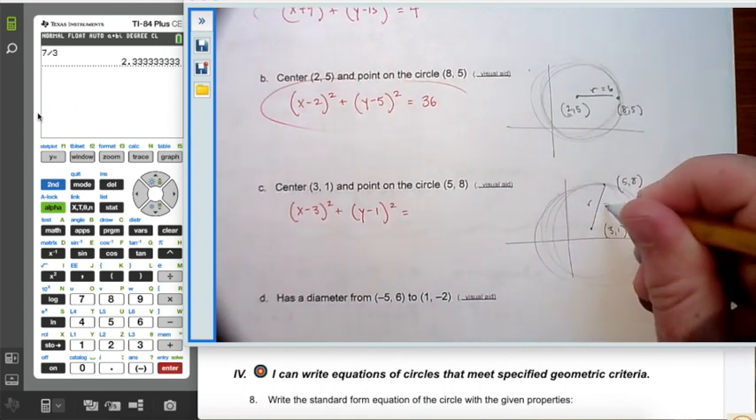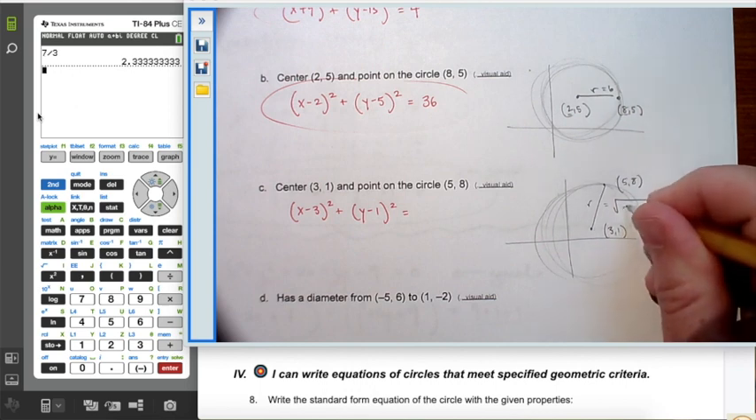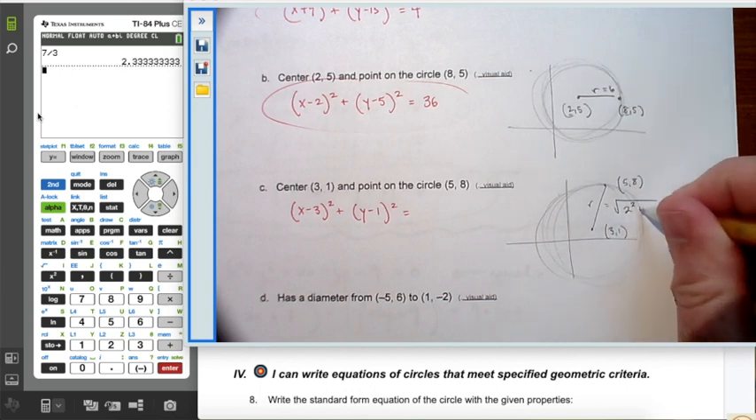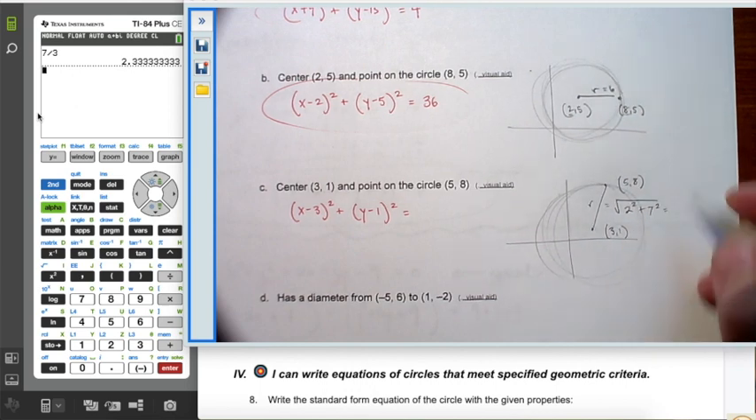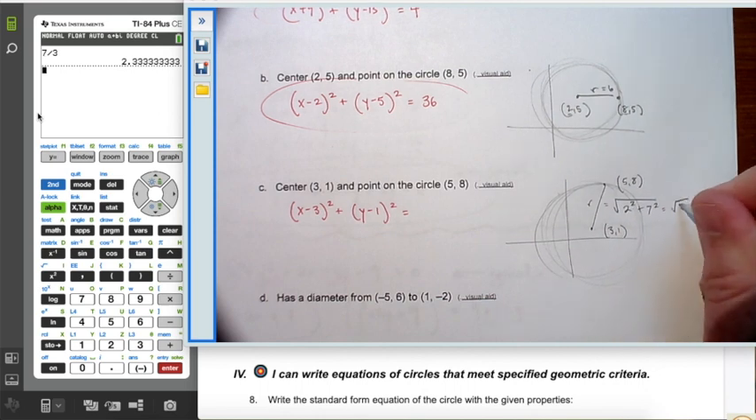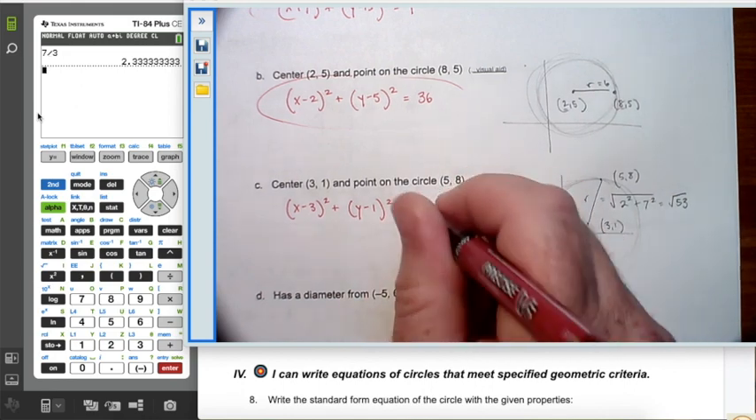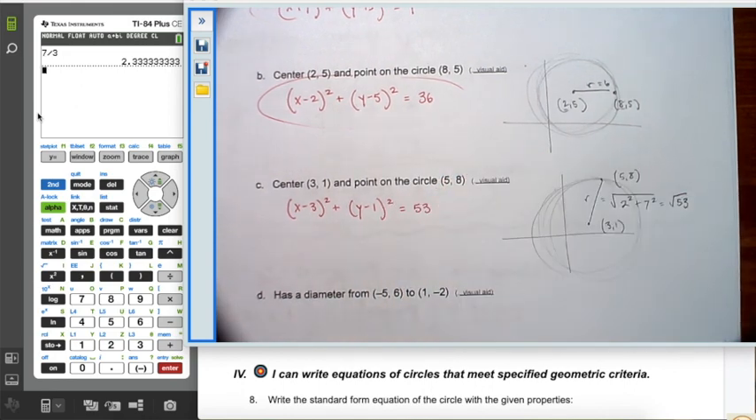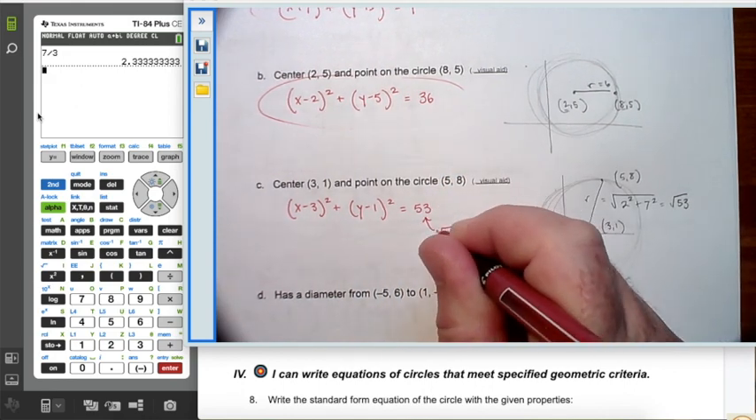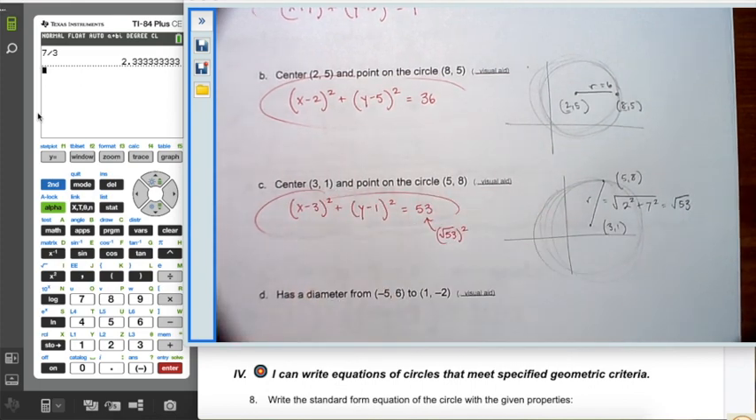The difference in the x-coordinates is 2, so I'm going to square that. Difference in the y-coordinates is 7. I'm going to square that. I'm going to do 2 squared and 7 squared is 53, so the square root of 53 is my radius. And so what's that going to mean the equation is equal to? Regular 53. The square root of 53 squared.